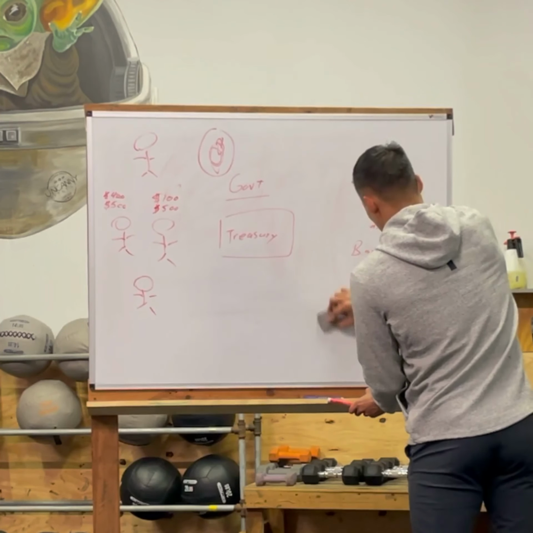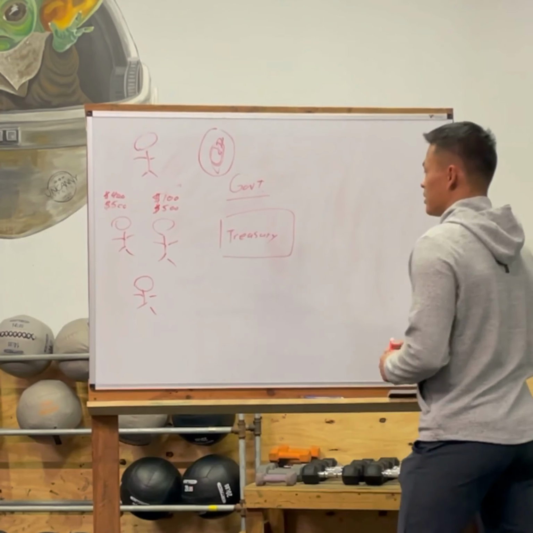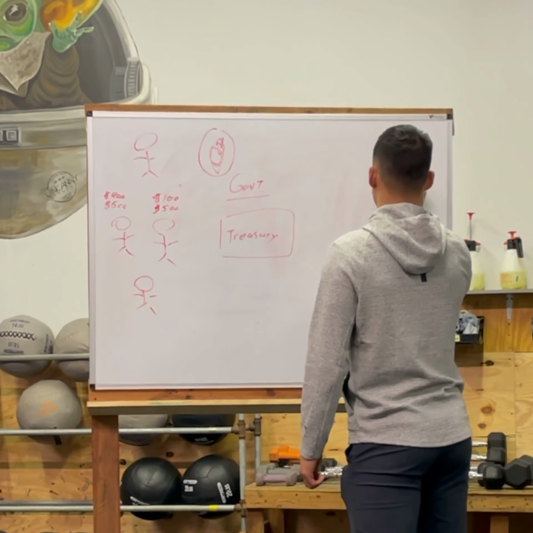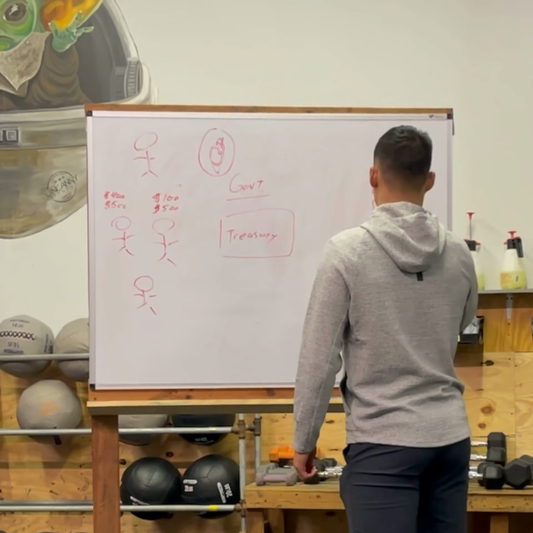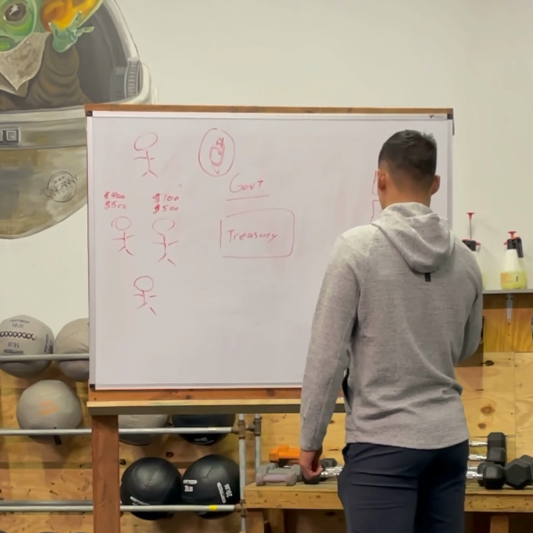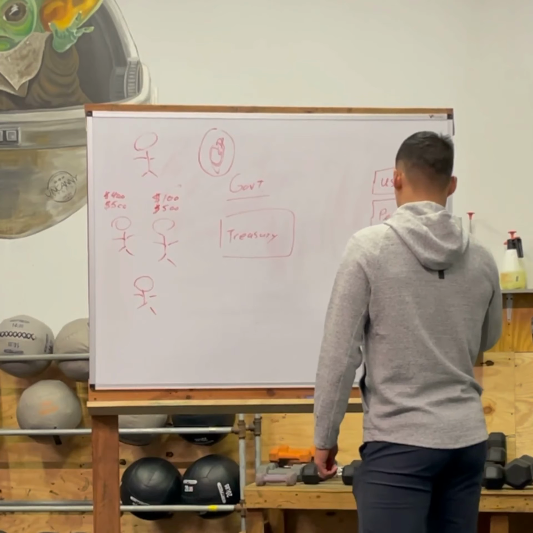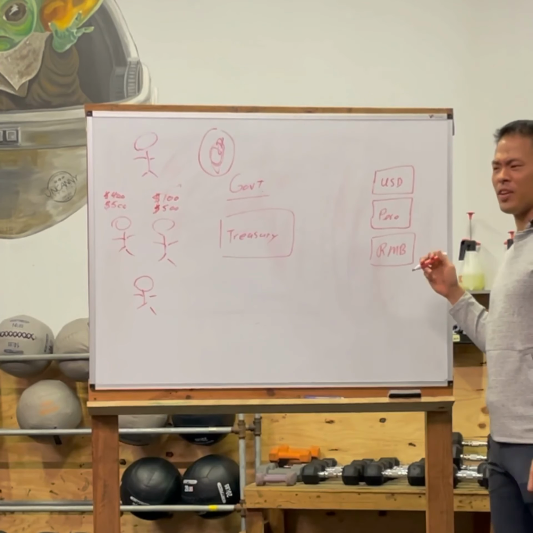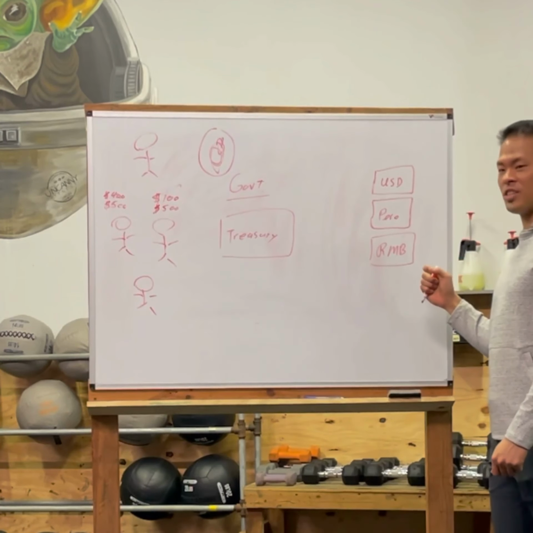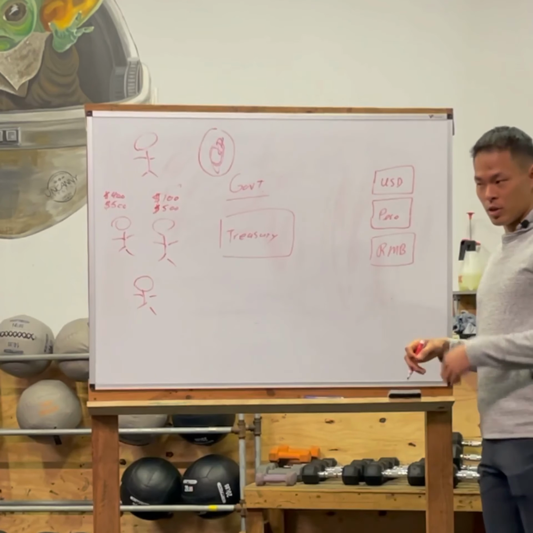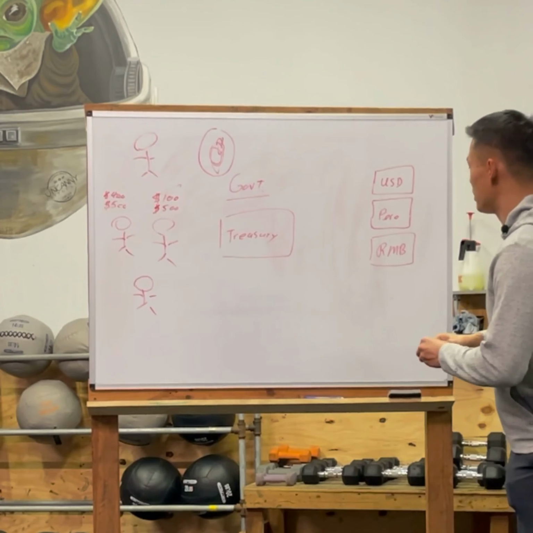Okay, so an argument people make is this: USD, the US dollar, the peso, the Mexican peso, even though there's a bunch of other countries with pesos. I think the Filipino currency is also called a peso. And then RMB, renminbi, which is the Chinese currency.